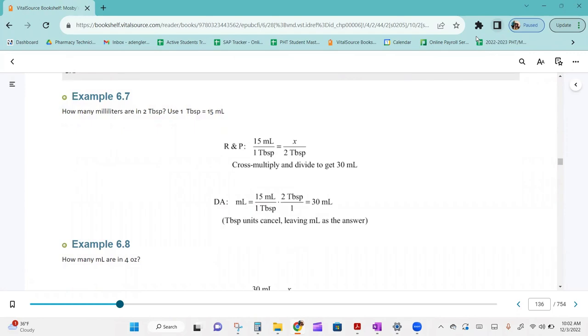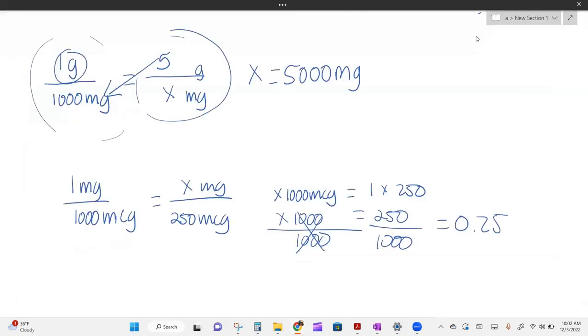So how many milliliters are in 2 tablespoons? Use 1 tablespoon equals 15 ml.